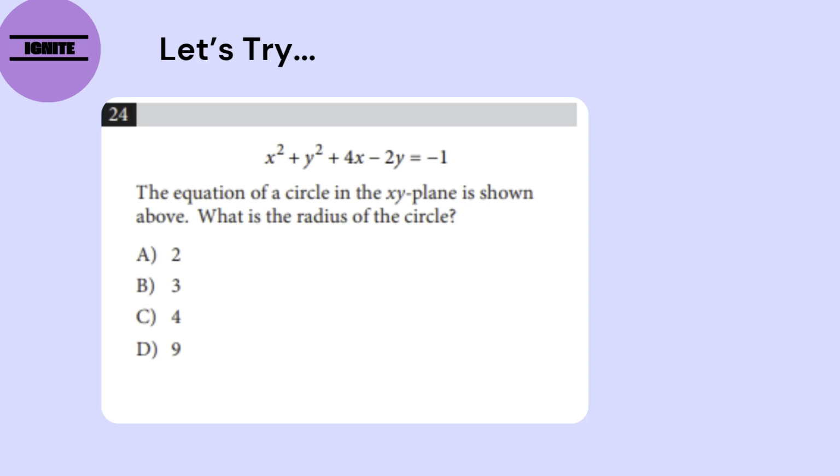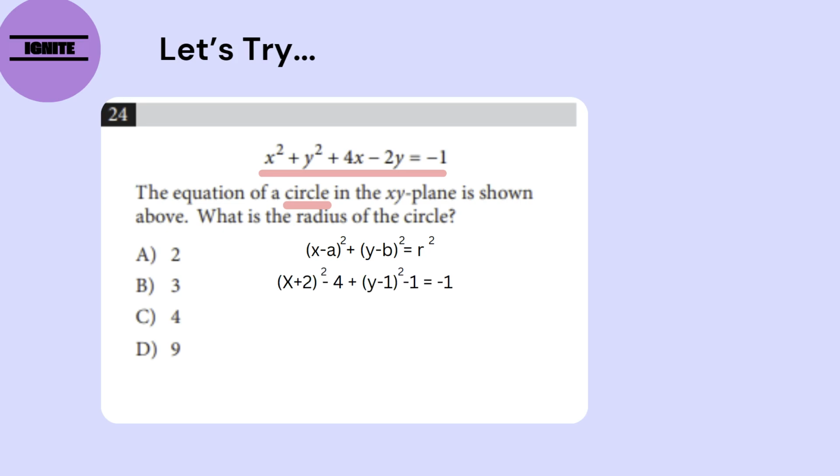The equation of a circle in the xy plane is shown above. What is the radius of the circle? Now, how do we find the radius of the circle? Well, it will be using the circle equation, and the above equation is not fully in the circle equation form. The circle equation is going to look a little something like this: x minus a constant plus y minus a constant, both of those squared, equaling the radius squared. So how do we get that in this form?